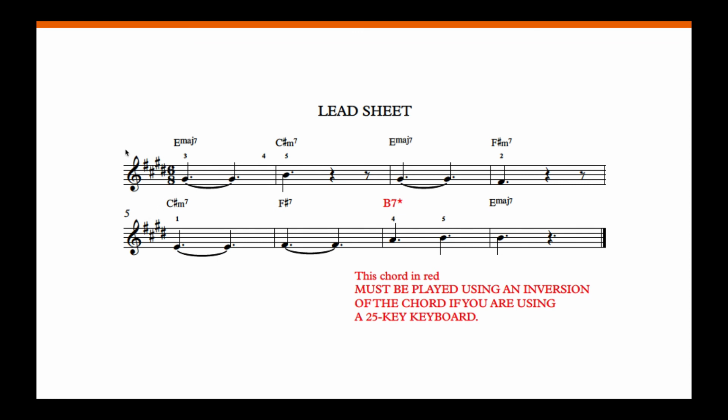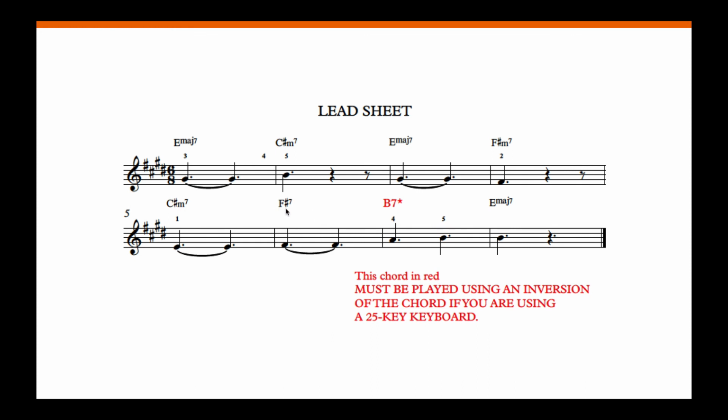The key we are in is E major. We have 4 sharps: F, C, G, and D sharp. So we are in E major. E major 7 is a diatonic chord. C sharp minor 7 is the 6 minor 7 chord. That's diatonic. It's back to 1 major 7 again. F sharp minor 7 is diatonic. It's the 2 minor 7 chord. C sharp minor 7 is diatonic. It's the 6 minor 7 chord.